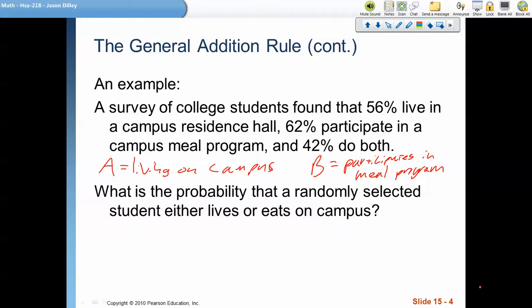So then my next question is, I want to know what's the notation for the thing we're looking for. Okay, P of something. What is the probability that a randomly selected student either lives or eats on campus? Can you have like a 15-second, 20-second discussion with the people around you? What's the notation for what we're looking for? Okay, have a conversation.